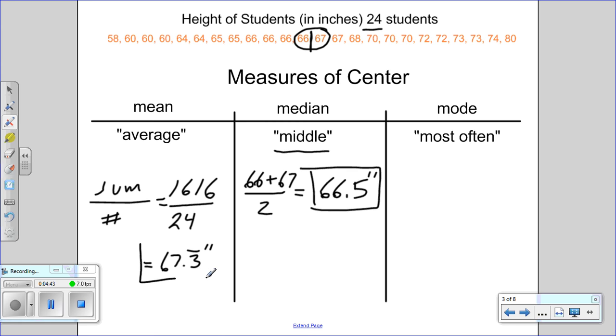Now clearly we can see that it's different than the mean. So not all the centers have to be the same. It depends on how we look at it, and they're naturally going to be different.